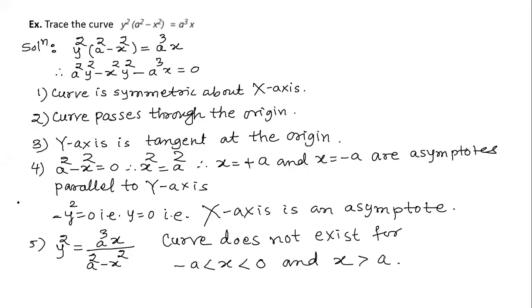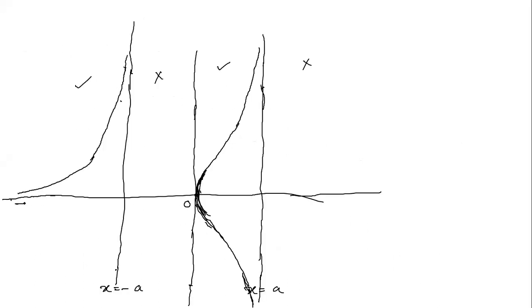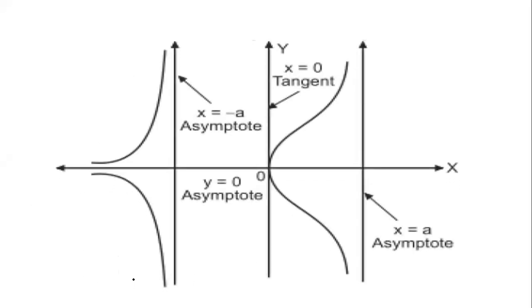As we know, the curve is symmetric about x-axis. So the exact nature of the curve will be like this. As we see, this is the nature of the curve. Here we have seen that x equal to a is asymptote, x equal to minus a is asymptote, and x-axis is also asymptote.